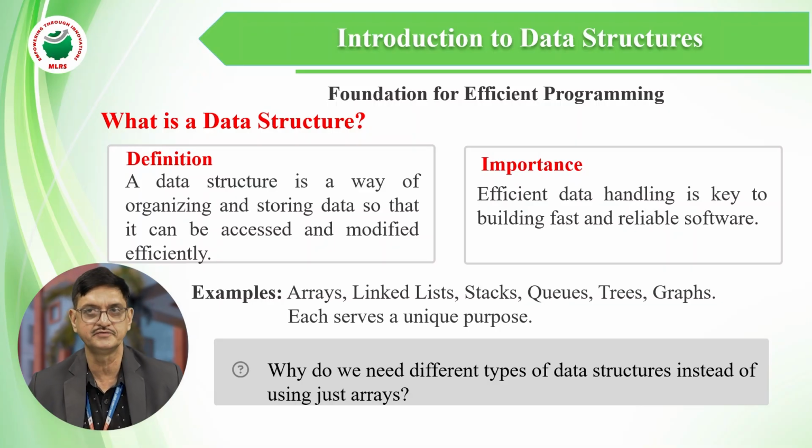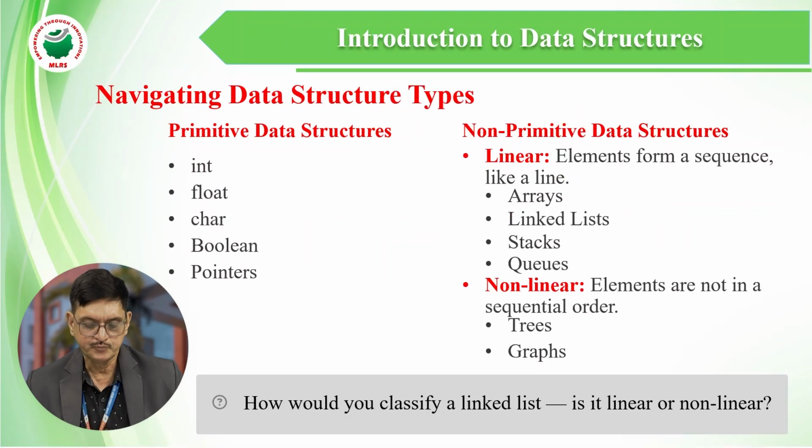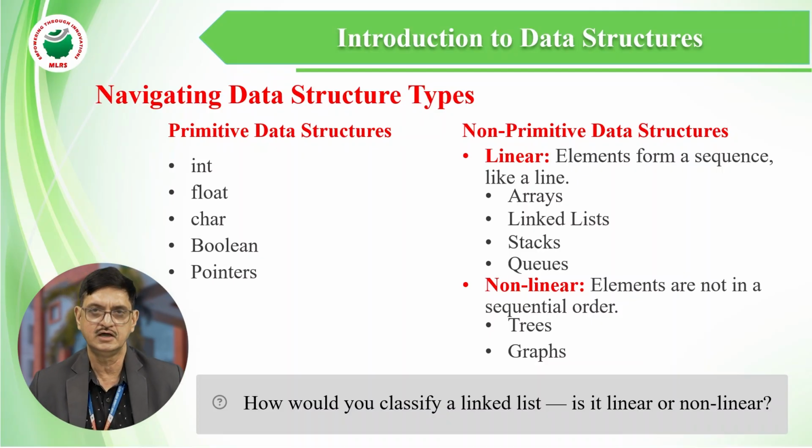For example, we have different types of data structures like arrays, linked lists, stacks, queues, trees, and graphs. Each serves a unique purpose. One of the main questions is why we require these different types of data structures instead of just using arrays. Data structures represent various ways of adding, deleting, accessing, and processing data. They can be classified mainly as primitive data structures and non-primitive data structures.